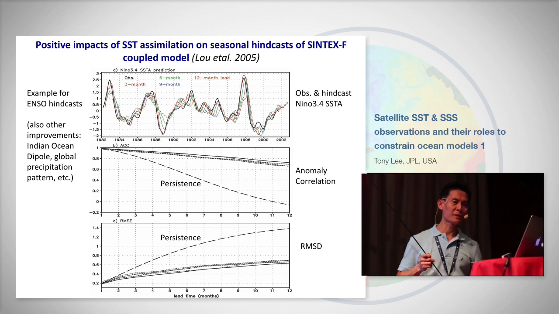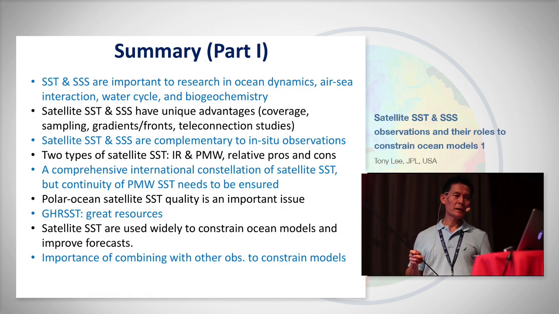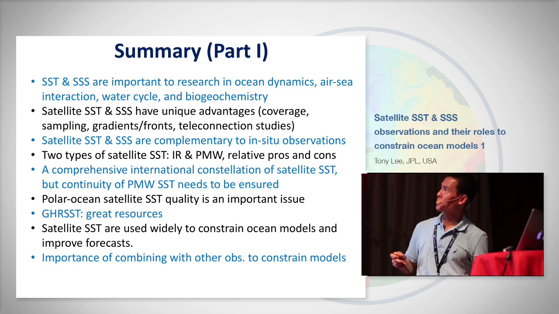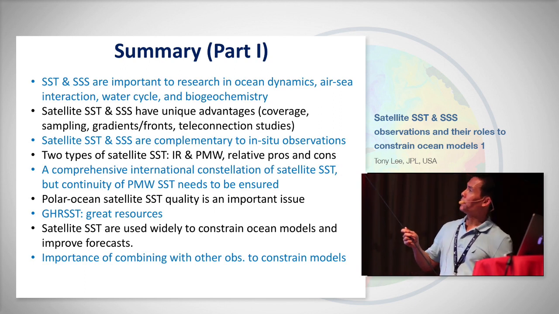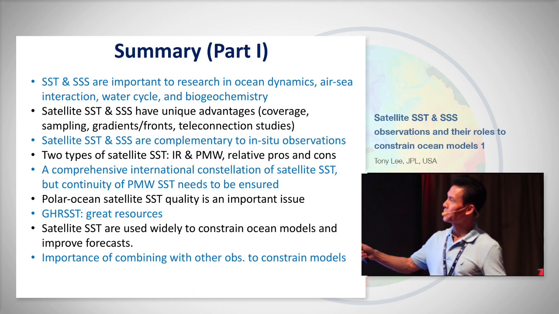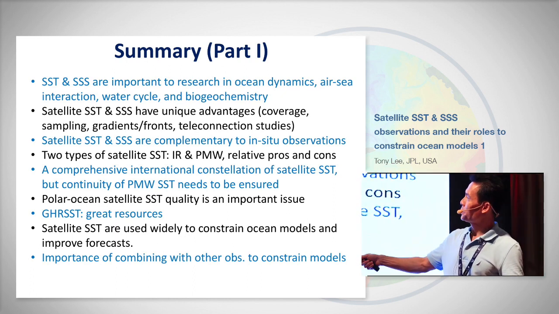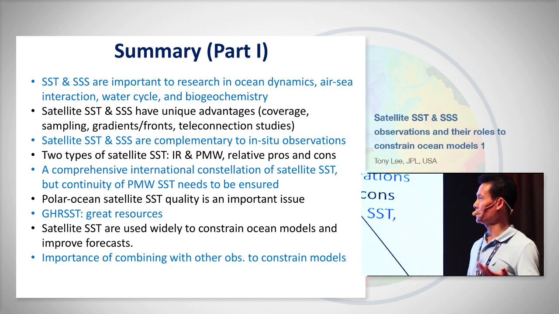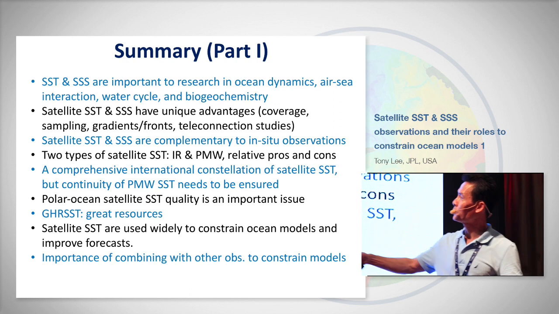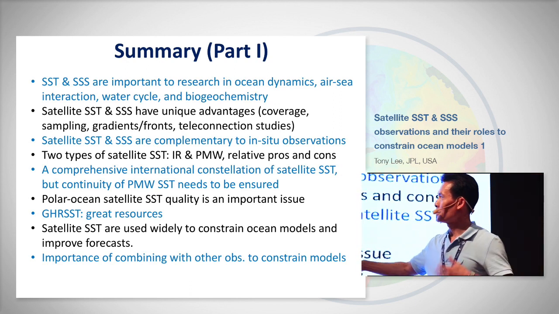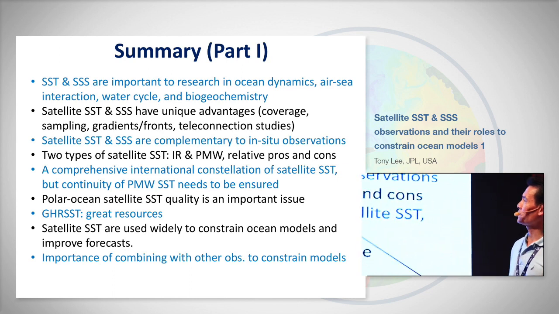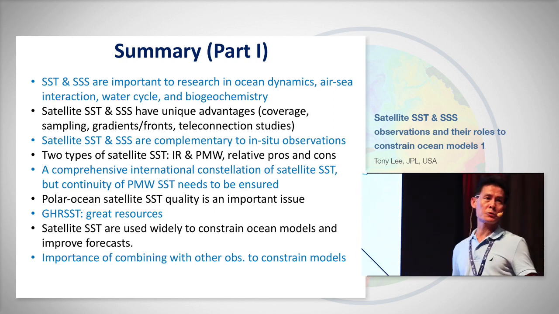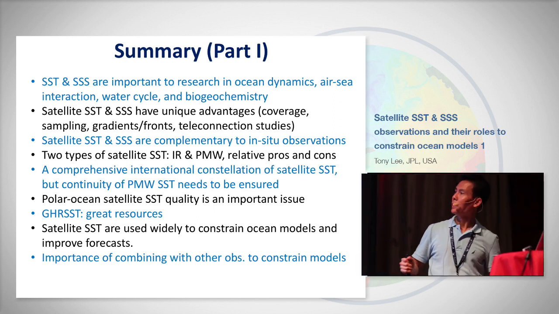Okay, so to summarize, satellite SST and salinity are important to research in ocean dynamics, as well as ocean biogeochemistry, air-sea interaction, and water cycle studies. And satellite temperature and salinity have unique advantages from space. As I mentioned, a few of those: coverage for studying teleconnection, covering marginal seas, coastal oceans, and the sampling that helps with estimation of gradients and fronts.